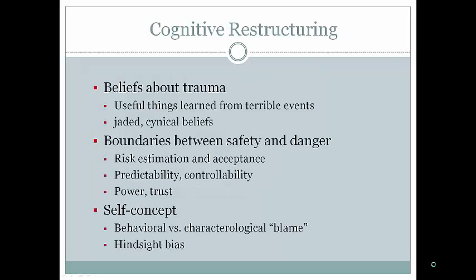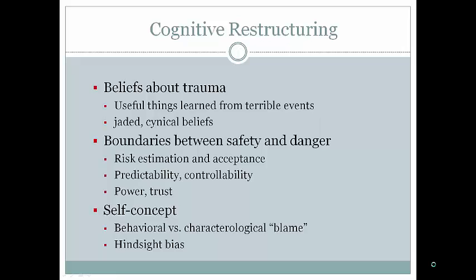Some of the beliefs about trauma, useful things they learned from terrible events, jaded, cynical beliefs. They want to talk about the boundaries between safety and danger. So we want to estimate risk. Even if you may have been in a plane crash, the risk that it will happen again is very low. There are many things that are predictable and controllable, but many things are beyond our control, and we have to live our lives accepting that and putting power and trust in other people sometimes.